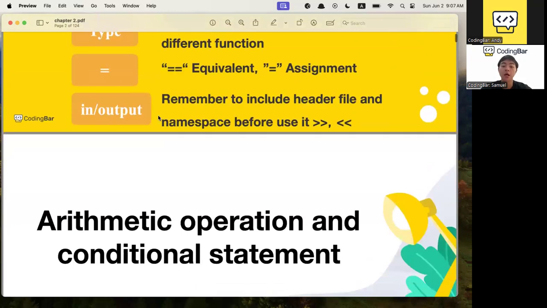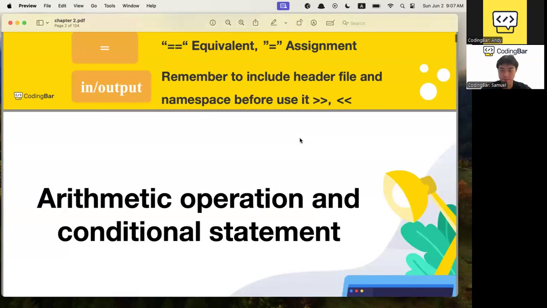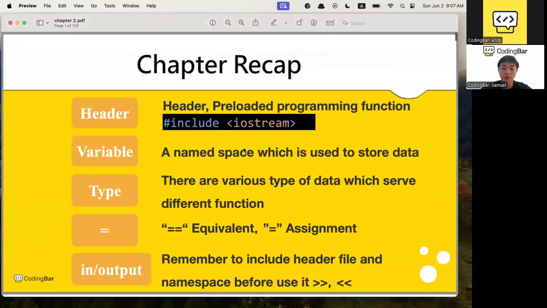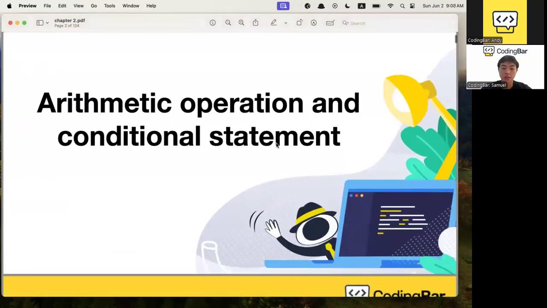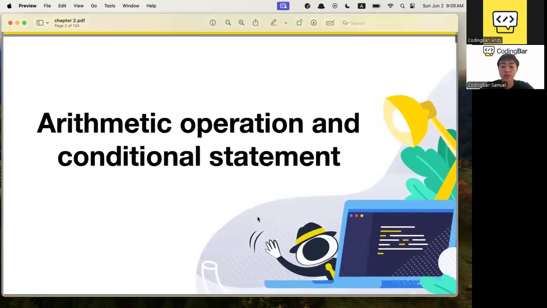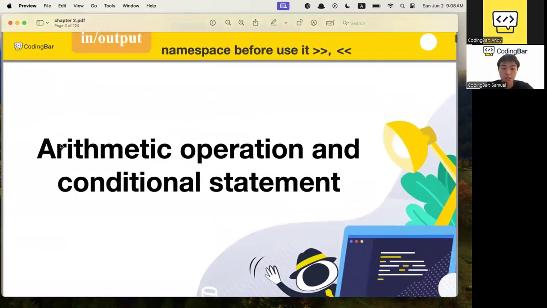And for input and output, we always use cin and cout. Yeah, that's it. So let's start chapter 2. In chapter 2, we'll talk about arithmetic operations and conditional statements. Today's lecture will cover arithmetic operations, and conditional statements will be for next week.